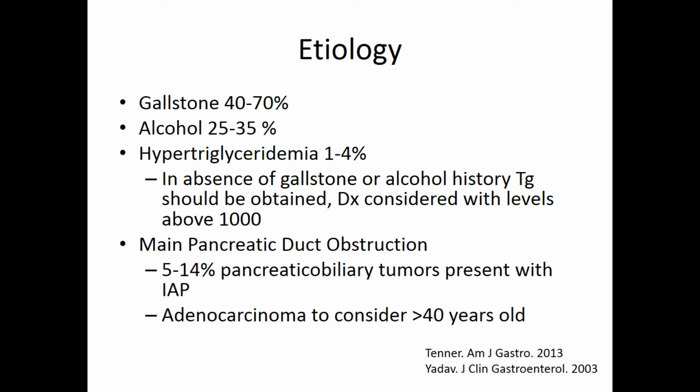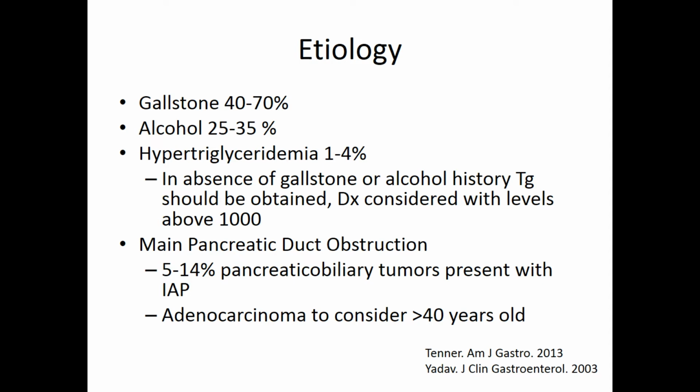And so in patients that do not have any history of gallstones or alcohol intake, you should obtain a triglyceride level. And a triglyceride level above 1,000 will be something that may cause acute pancreatitis. Lower levels are usually not causing acute pancreatitis, so if it's just a mild elevation, I would not attribute the acute pancreatitis to hypertriglyceridemia.